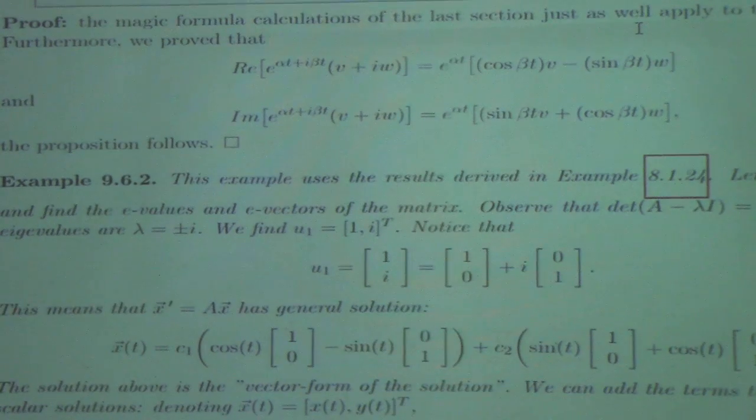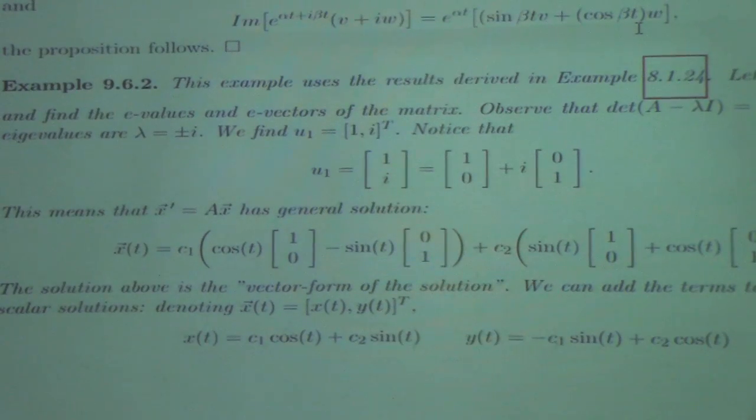Here's a specific example. If we look at the matrix 0, 1, minus 1, 0, we find that the eigenvalues are plus or minus i. Of course, those are complex eigenvalues. And the complex eigenvector is (1, i). So the real part of the vector is (1, 0) and the imaginary part is (0, 1). That's the a1 and b1 in the theorem I just looked at.